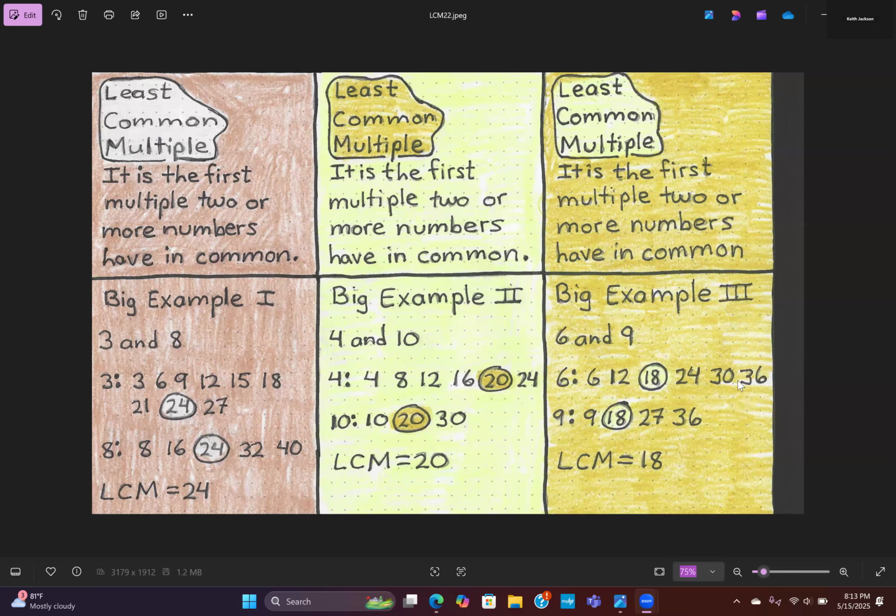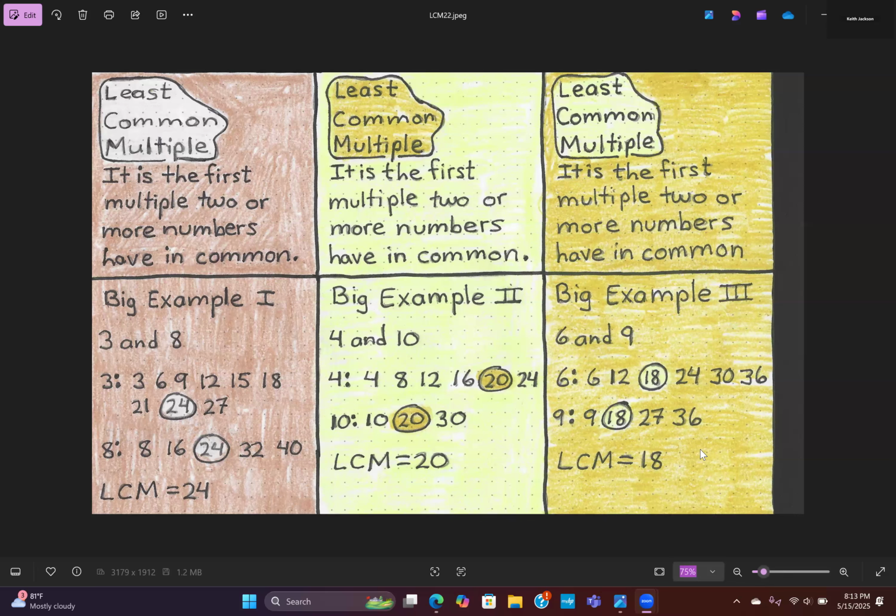And notice right here, guess what? 36 is also a multiple of 6 and 9, but it's not the least common multiple of 6 and 9 because we arrived at 18 first. 18 is the least common multiple of both 6 and 9, and that's what you see right there.